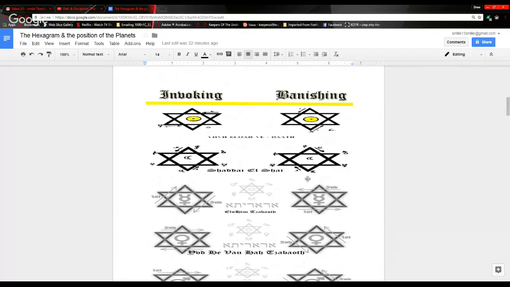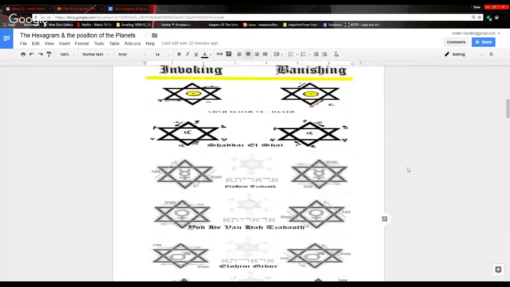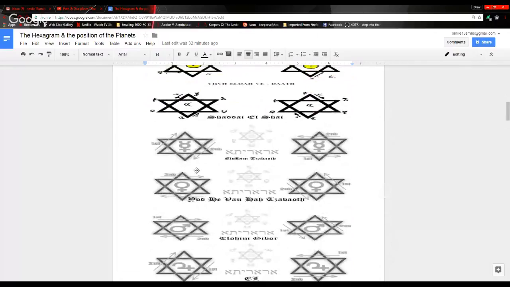Now the banishing for this, we start at the top of the first upright triangle, go down, on the right hand side, up. Now the one that is inverted, we go from the tip of the point on the left hand side. Now for Mercury.